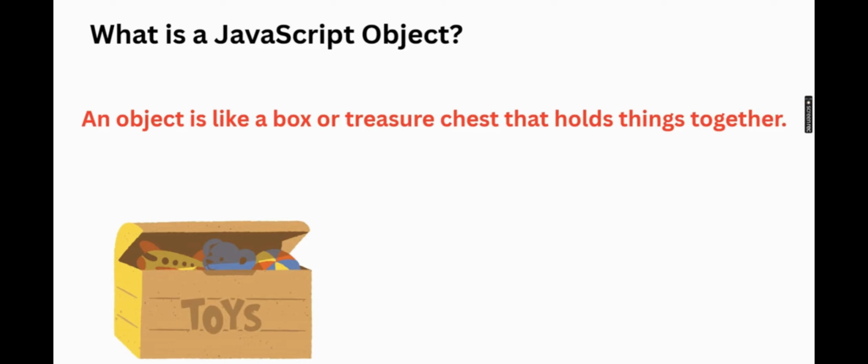Now, if somebody asks you what is a JavaScript object? An object is like a box or a treasure chest that holds things together. For example, you have a box of toys. This box contains all the toys, right? So this is an object.